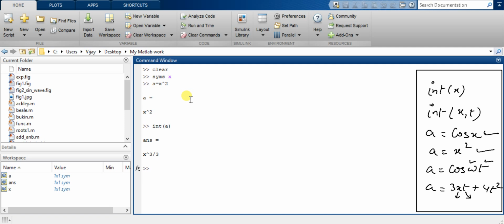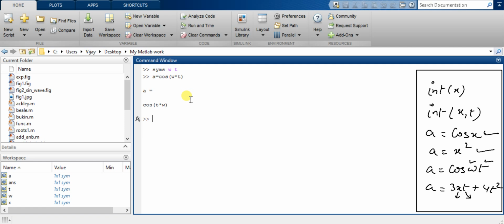Now next example is syms. We have two objects, that is w and t. This will store w and t in the workspace. Now we can store a equal to cos of, we cannot write directly wt, this will give you an error. You have to put a multiplication sign over here. When you enter it, this will give you cos tw.